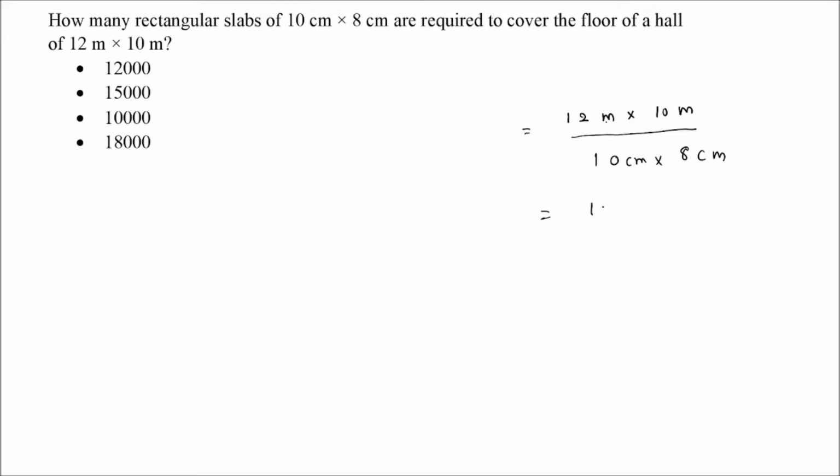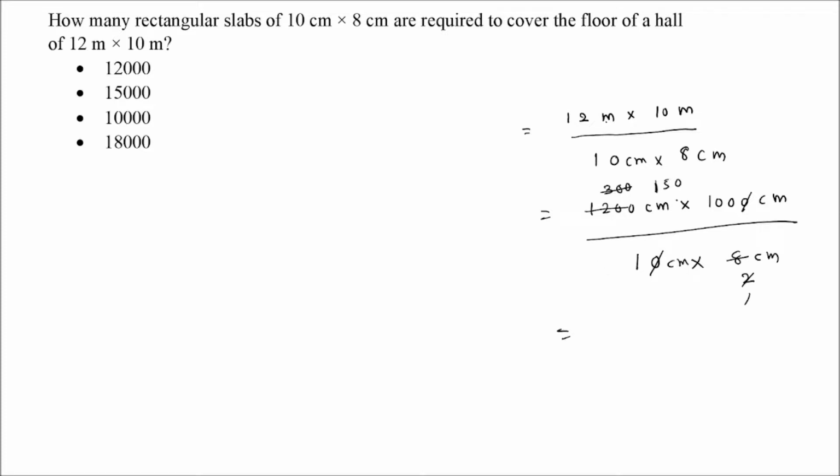So 12 meter means what? 1200 centimeter. And 10 meter is 1000 centimeter, upon 10 centimeter by 8 centimeter, we can say. This we can cancel here, this 0. 4 3s are 12, 4 2s are 8, 2 5s are 10. So it will be 150 into 100. So it will be 15,000. The number of slabs will be 15,000.